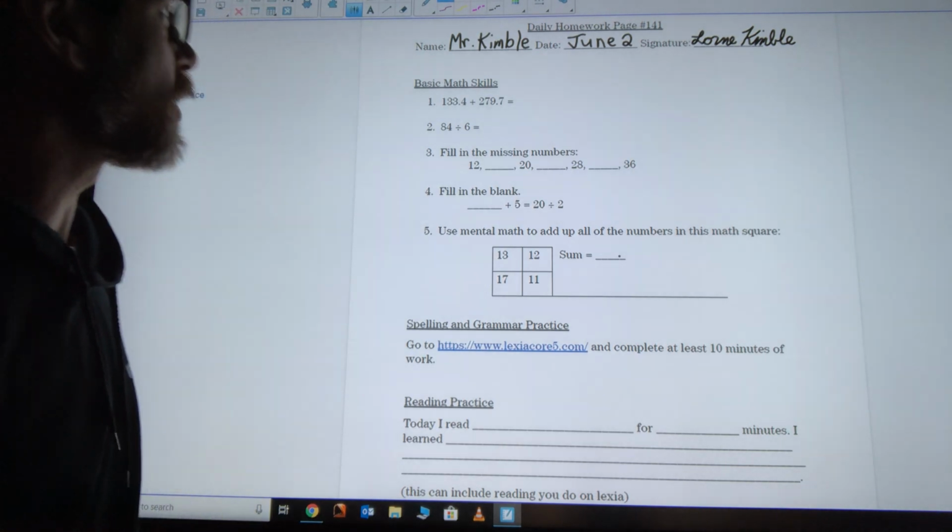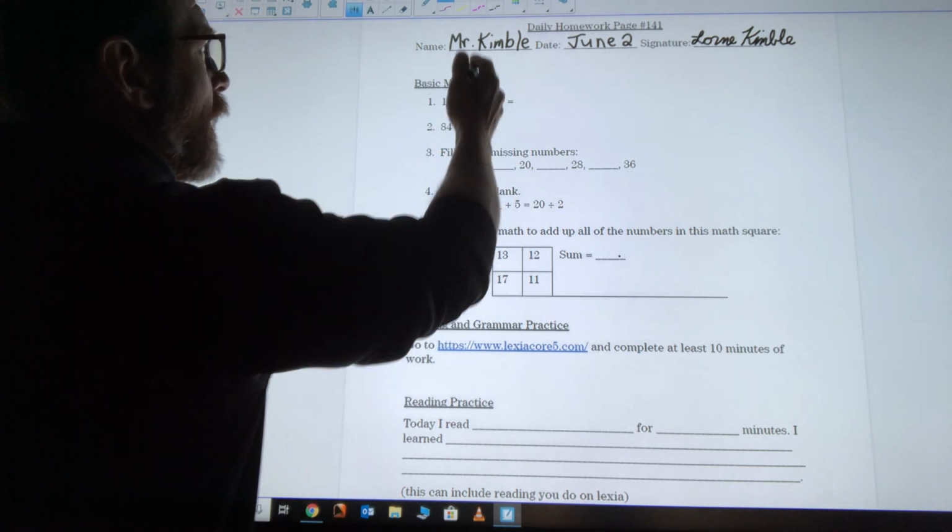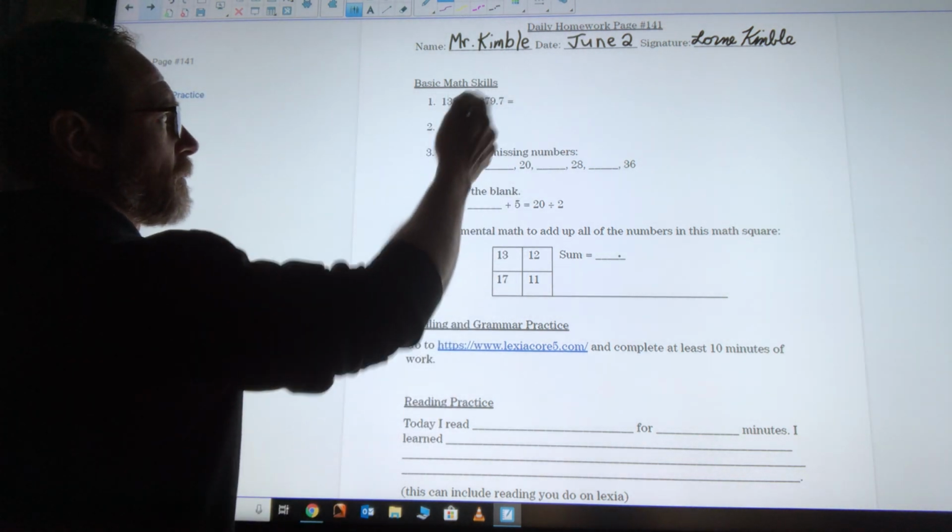All right, guys, let's take a look at daily homework page number 141. So I already have my name, date, and signature on, so let's jump into this adding question.